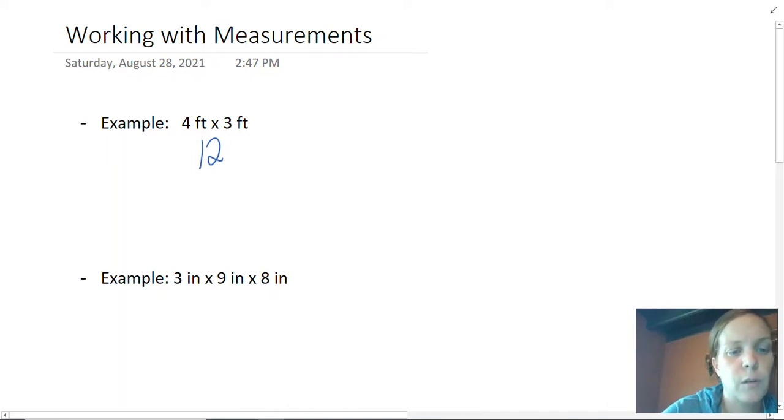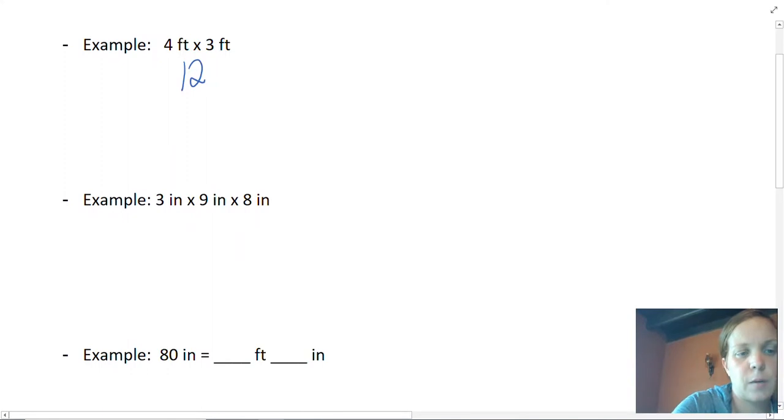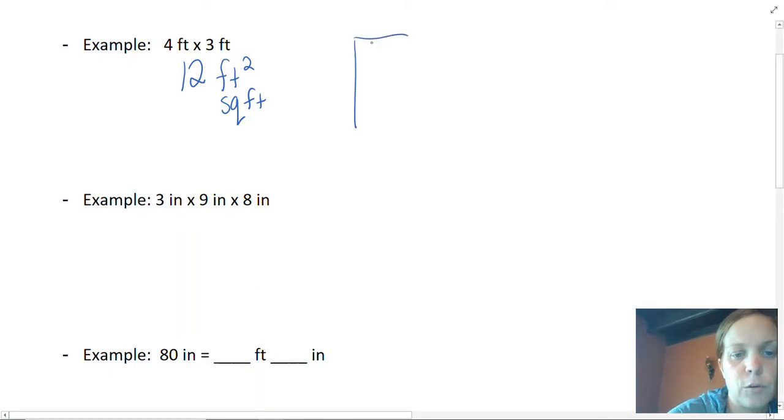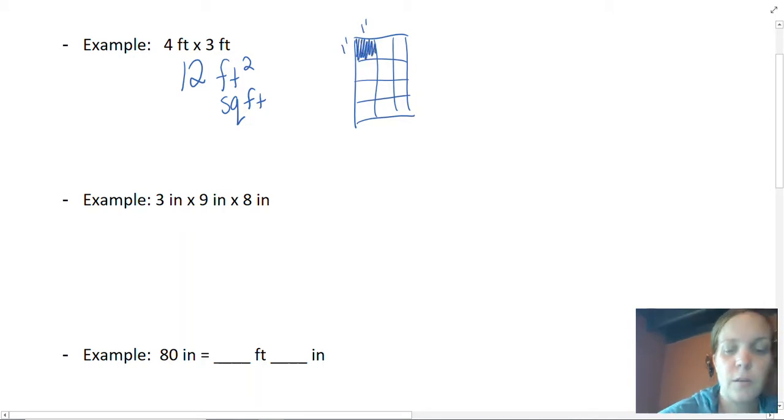So the unit, feet by feet, feet times feet, would be feet squared, or sometimes SQFT is used for the unit, square feet. So this could be something like, what's the size of this closet? It's 4 feet by 3 feet, meaning it's 12 square feet. Like if we drew, let's say that's 3 feet by 4 feet, notice a foot by a foot would be defined as 1 square foot.